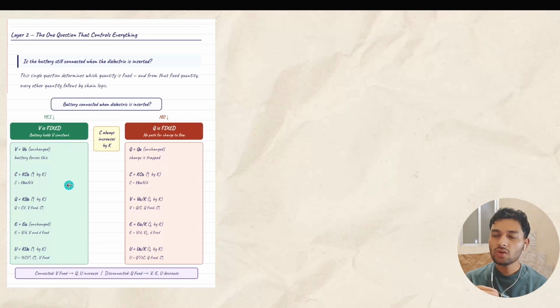Now when the battery is connected and the dielectric is inserted, the voltage would want to change, but because the battery is connected, we need to maintain a constant voltage. So what does the battery do? The battery keeps V unchanged and forces this by making C equal to K C naught, by increasing the capacitance by the factor K. So C equals K epsilon naught A by D.